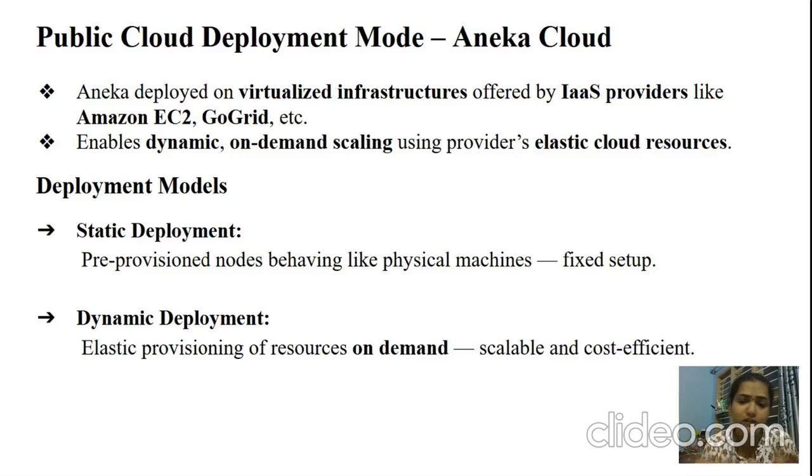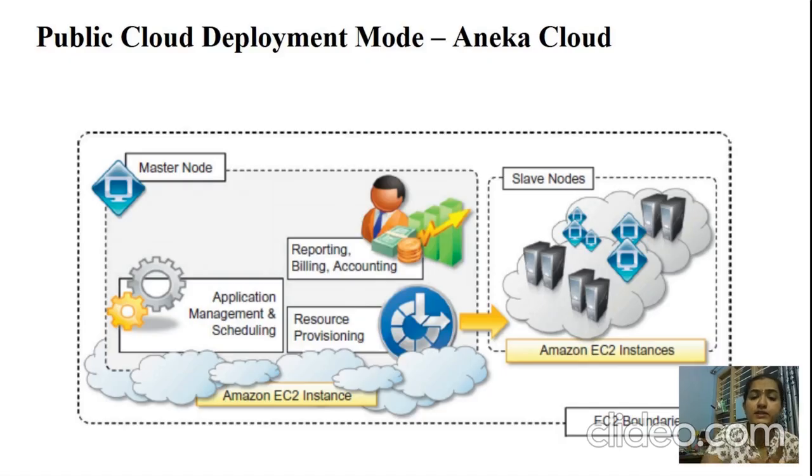Next, coming to the dynamic deployment, it is actually elastic provisioning, wherein there is on demand access, on demand scalability, and cost efficiency, where you pay as you go. All these things come under dynamic deployment. This diagram explains how the public cloud deployment will be made for the Aneka cloud. Here the first boundary that you are seeing here.